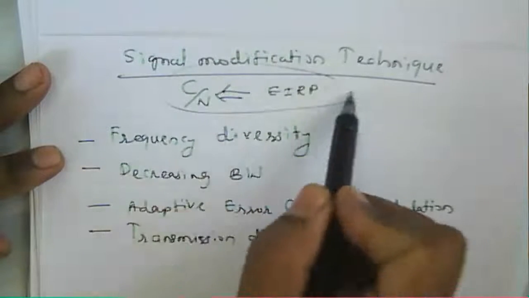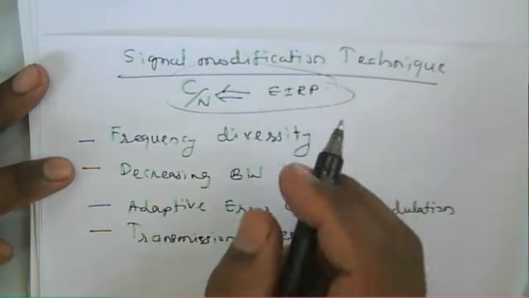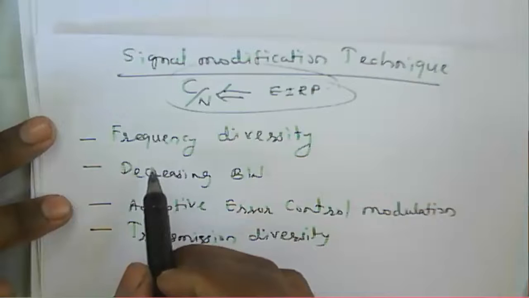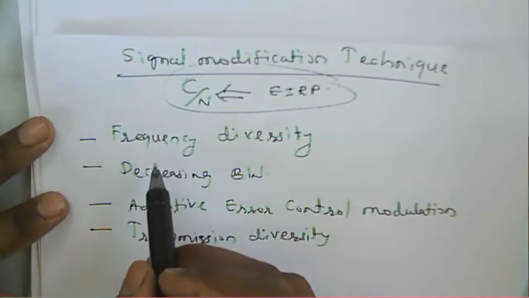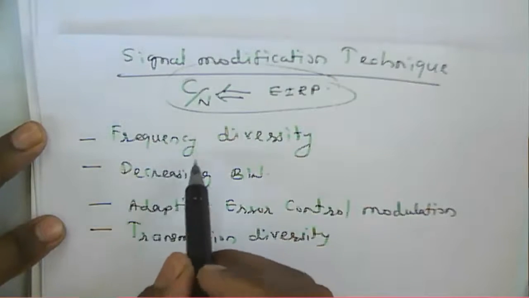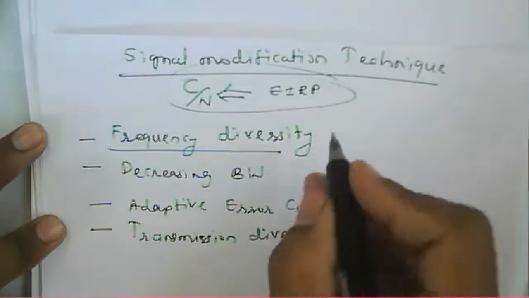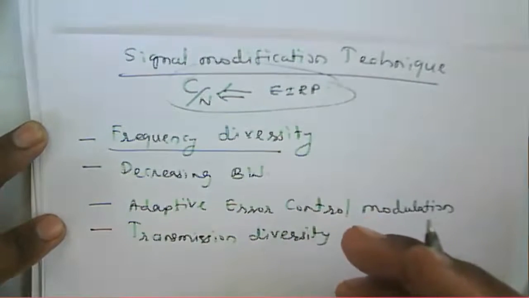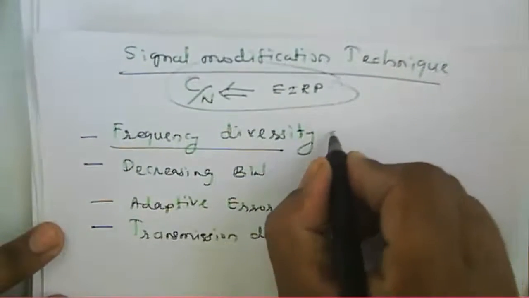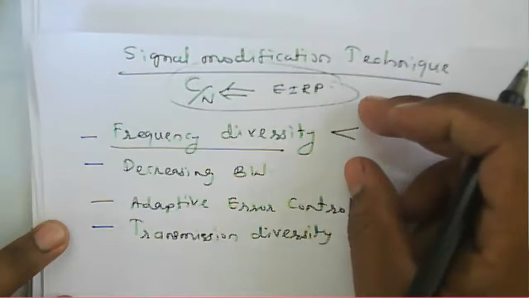Earlier we said that there may be an improvement in C by N by increasing the EIRP, or by increasing the gain or the transmitting power. But another way is modification of the signal. In that case, we can use frequency diversity. As we said, there may be rain attenuation, and that rain attenuation depends upon the frequency. Generally, satellites work with different bands.